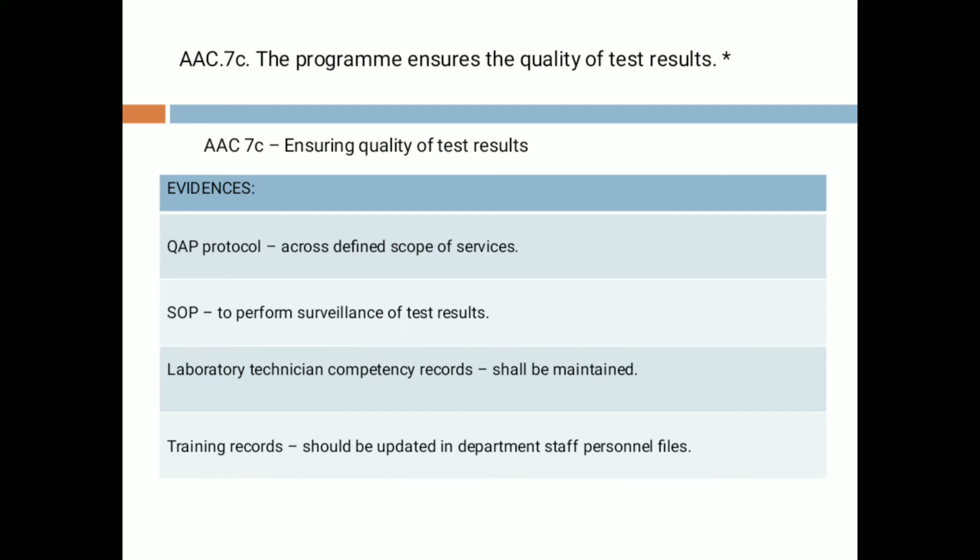Objective element AAC 7C speaks about ensuring quality of test results. Evidences: QAP protocol across defined scope of services, SOP to perform surveillance of test results, laboratory technical competency records shall be maintained, training records should be updated in department staff personnel files.